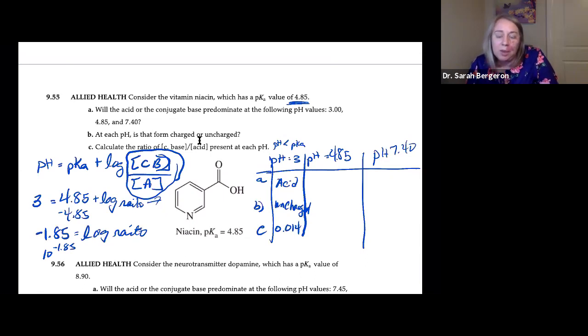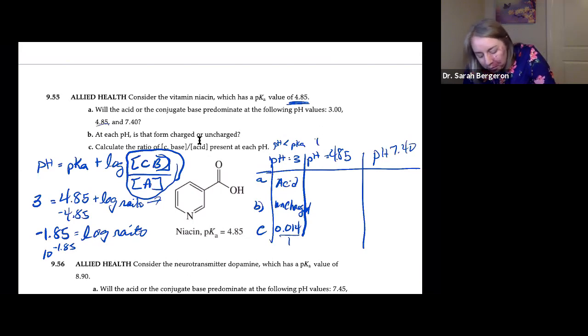So we did everything for pH 3. So this is our ratio. And if there's nothing over it, you can just say it's over 1, right? So we can say we have a lot more acid than we do base, and that makes sense. Okay, now what if we're at pH 4.85?